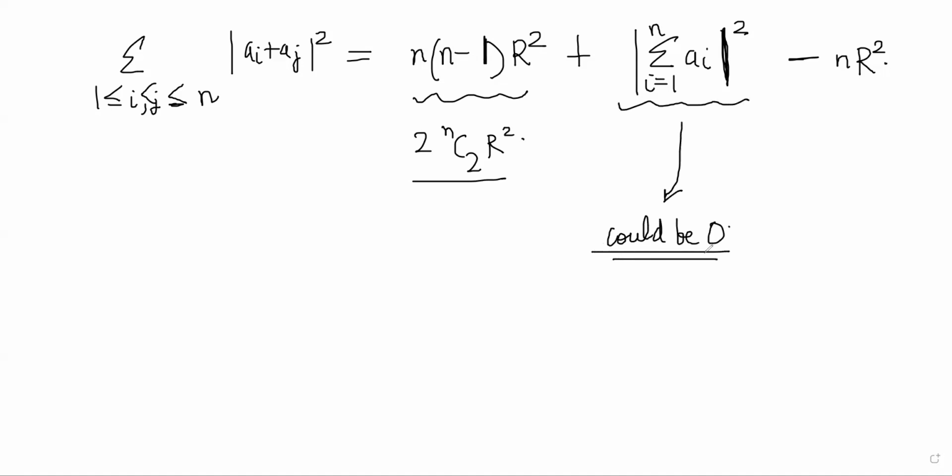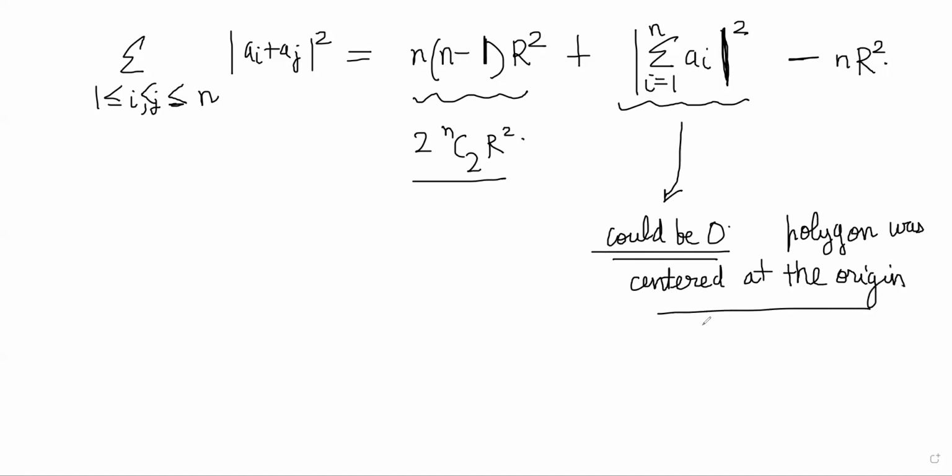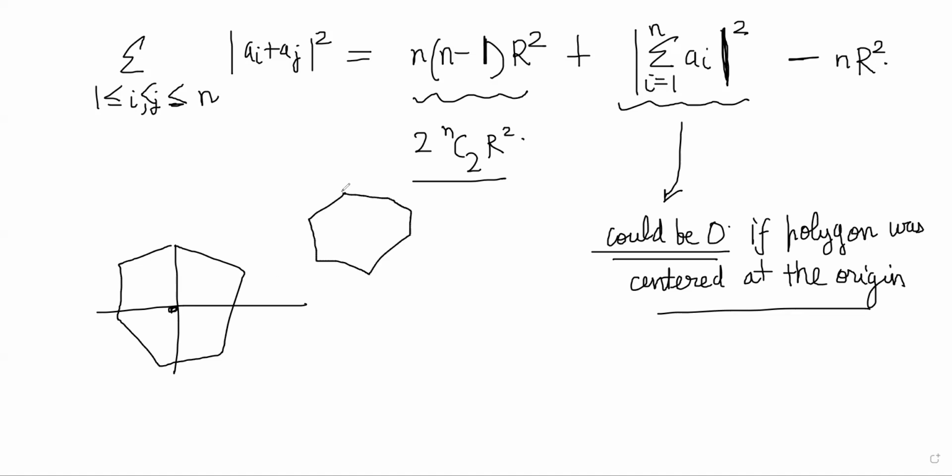Could be 0, because if the polygon was centered at the origin, this term will be 0. But if the polygon was centered elsewhere, this term will not be 0. So if you have a regular polygon centered at the origin like this, then this term will add up to 0. But if it was somewhere else in space, then this term will not add up to 0.